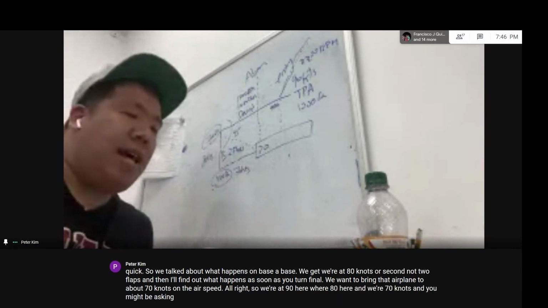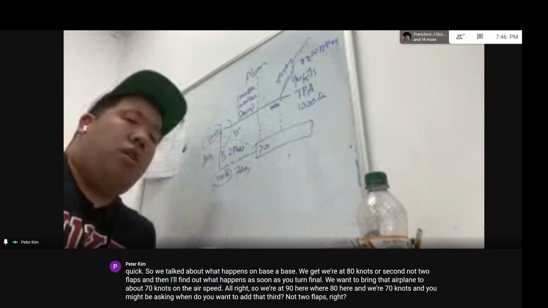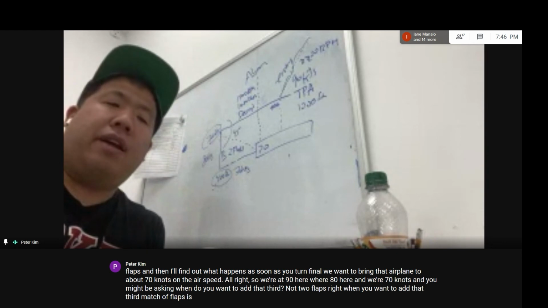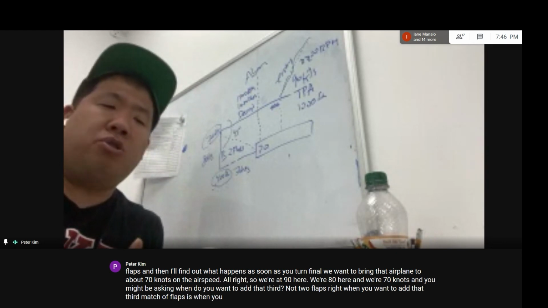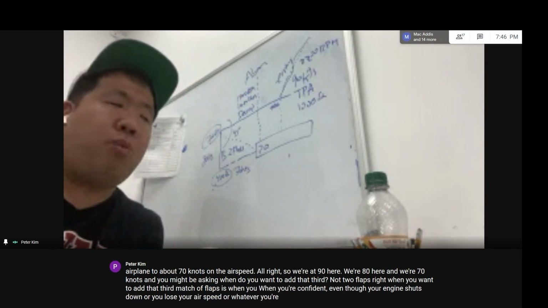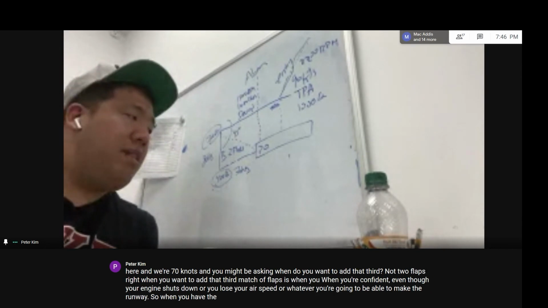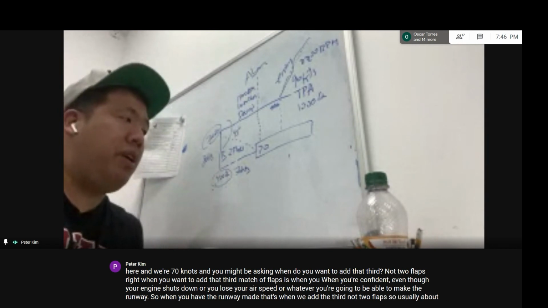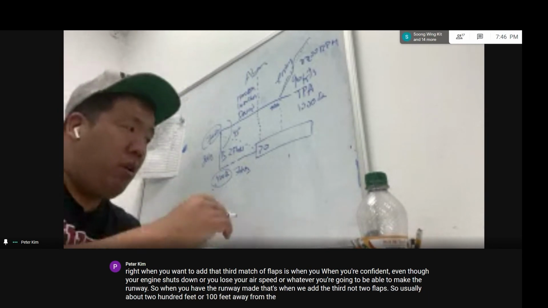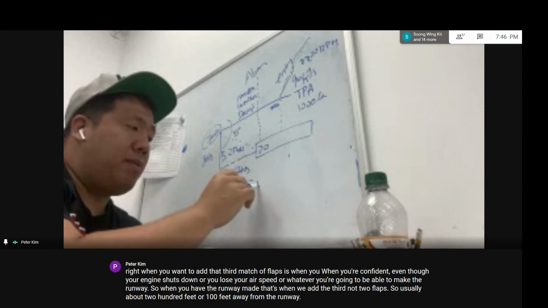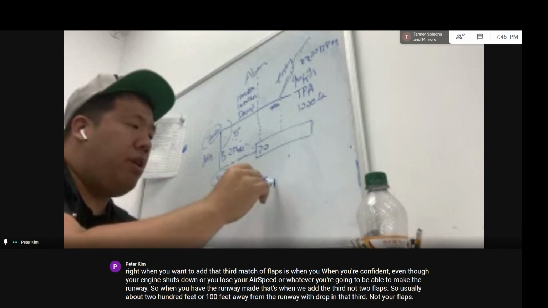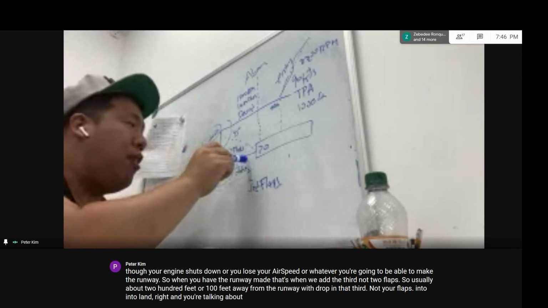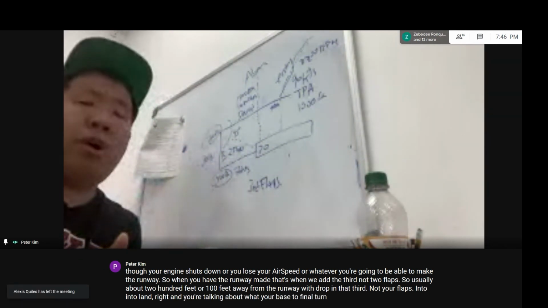And you might be asking, when do you want to add that third notch of flaps, right? When you want to add that third notch of flaps is when you're confident that even though your engine shuts down or you lose your airspeed or whatever, you're going to be able to make the runway. So when you have the runway made, that's when we add the third notch of flaps. So usually about 200 feet or 100 feet away from the runway, we're dropping that third notch of flaps to land, right?